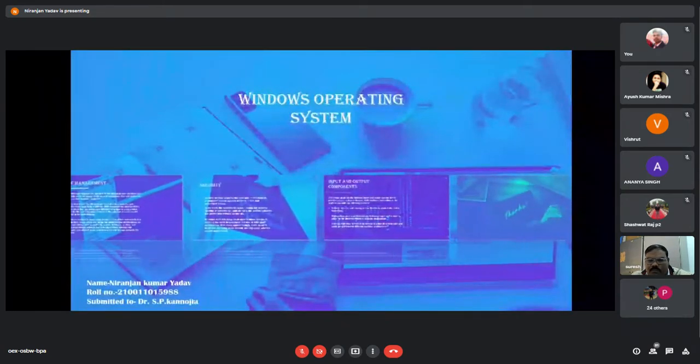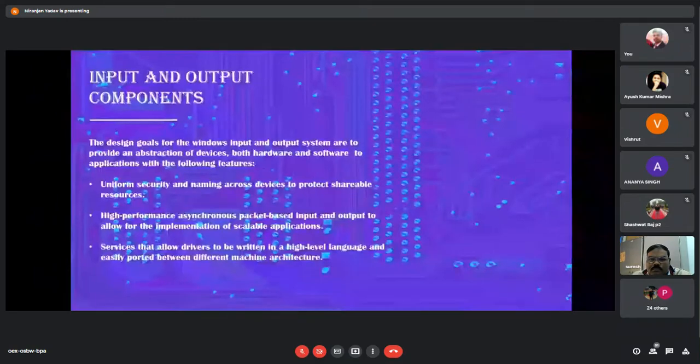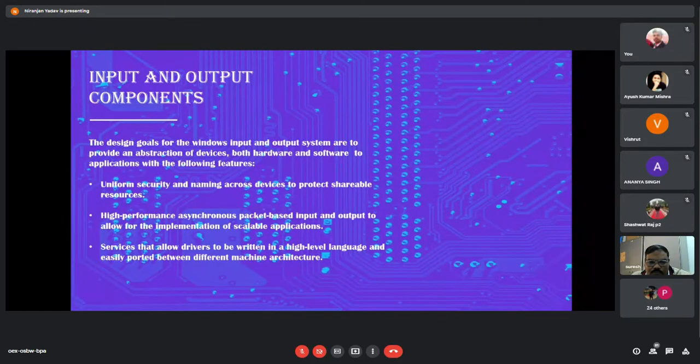And the last one is input and output components. The design goals for the Windows input and output system are to provide an abstraction of devices, both hardware and software, to applications with the following features: uniform security and naming across devices to protect shareable resources, high performance asynchronous packet based input and output to allow for the implementation of scalable applications, and services that allow drivers to be written in a high level language and easily ported between different machine architectures.